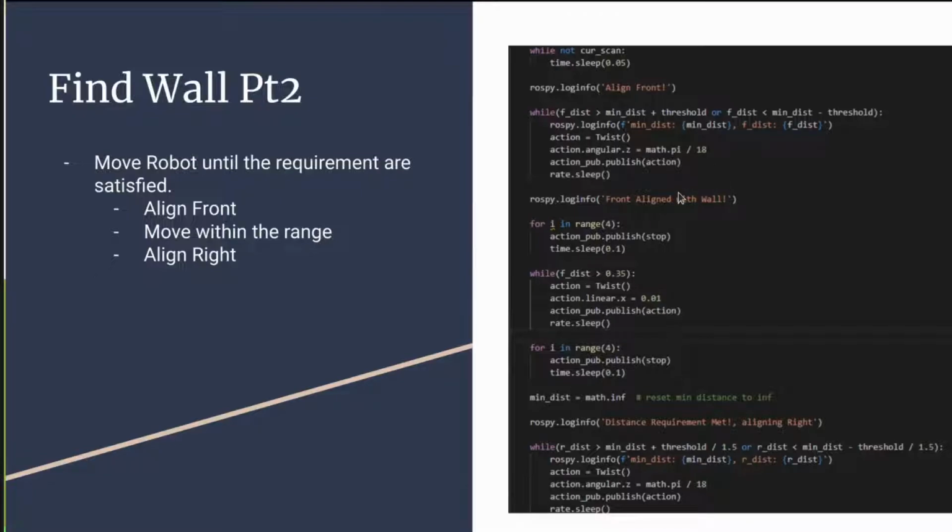After that, if the distance threshold is met, the message prints that the front is aligned with the wall. Then there's a stop here, just to make the robot stop, publishing 4 times.